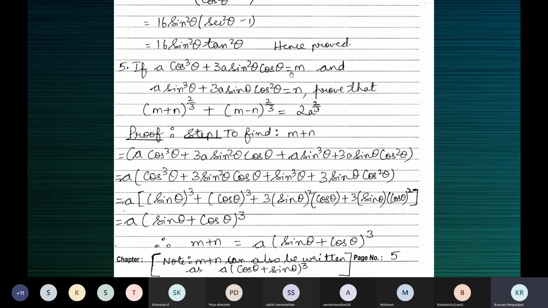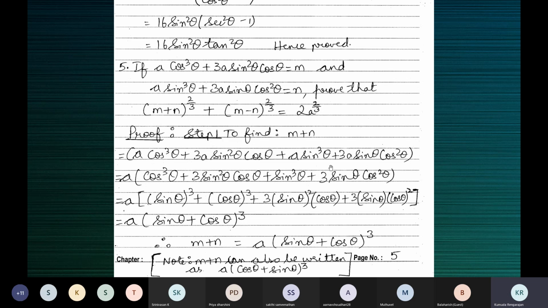So we have this expression for M, this expression for N, and we have to prove that this is equal to 2a to the power 2 by 3. So step 1, we'll first find M plus N. This is M and this is N. You can see M plus N written here. From here to here is M, the first 2 terms, and the last 2 terms are N. And now you can see the 2 cubes here, cos cube theta and sin cube theta.